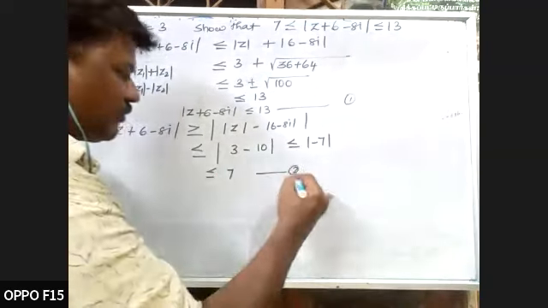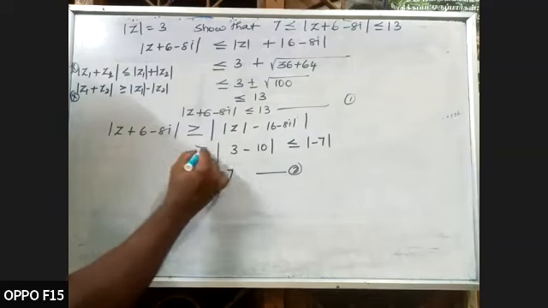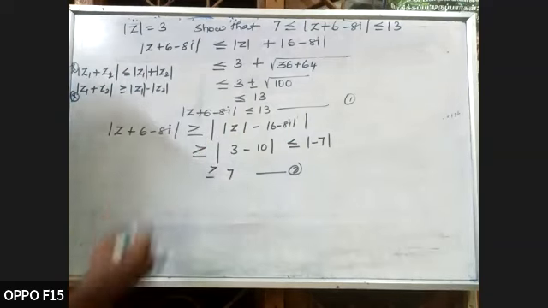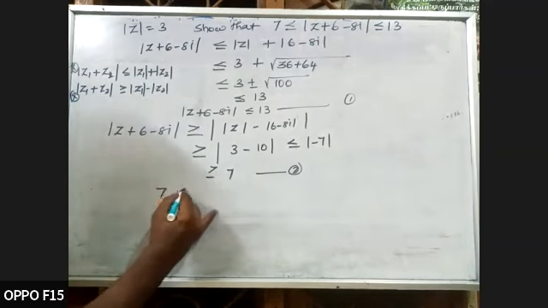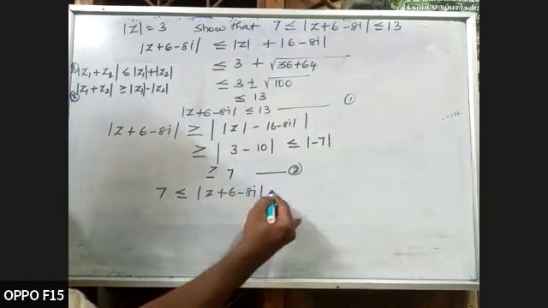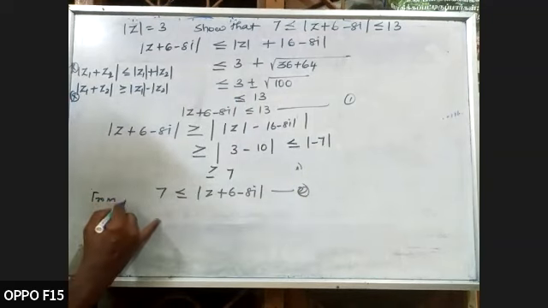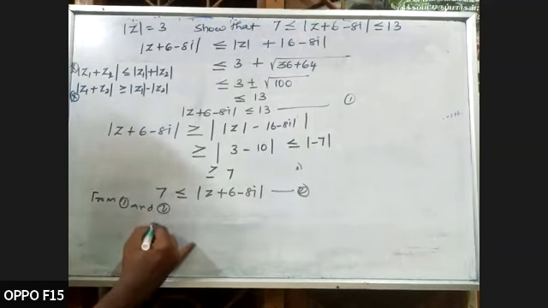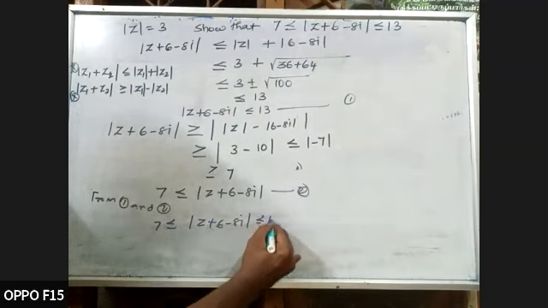So number 2: modulus of z plus 6 minus 8i is greater than or equal to 7. Let us take this as equation 2. From 1 and 2, we can reverse the order and write 7 is less than or equal to modulus of z plus 6 minus 8i, which is less than or equal to 13. You studied inequalities like this in 11th standard.